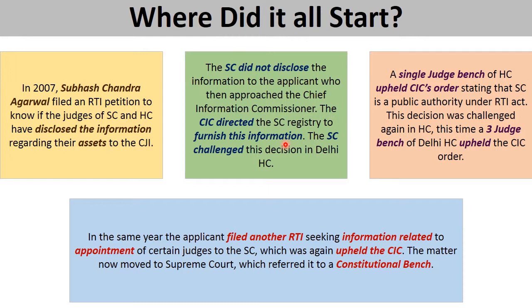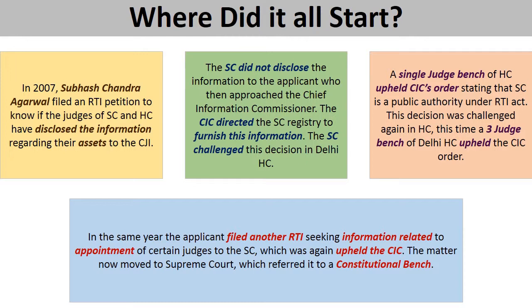Now, the Supreme Court challenged this order of CIC in the High Court, and a single judge bench was constituted which upheld the order of Chief Information Commissioner by stating that the Supreme Court is a public authority under RTI Act Section 2. Now the apex court again filed a review petition in the High Court, and a 3-judge bench was constituted which upheld the judgment of the 1-bench court.